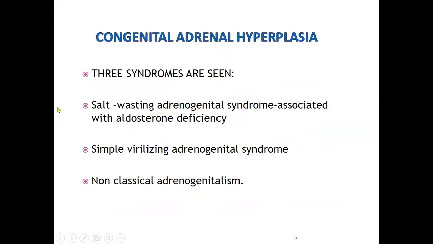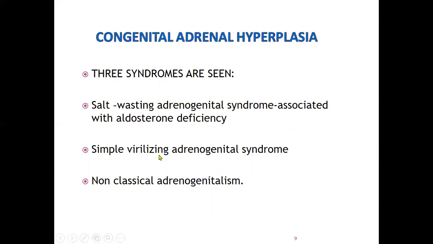There are 3 syndromes related with congenital adrenal hyperplasia. The first one is salt wasting. It is the most severe and accounts for 70% of the classic 21 hydroxylase deficiency cases, and there is complete deficiency of the enzyme, which leads to very low levels of aldosterone and cortisol. Because minimal aldosterone is created, salt is lost, leading to hyponatremia, hyperkalemia, and increased plasma renin. That's why it is called salt wasting.